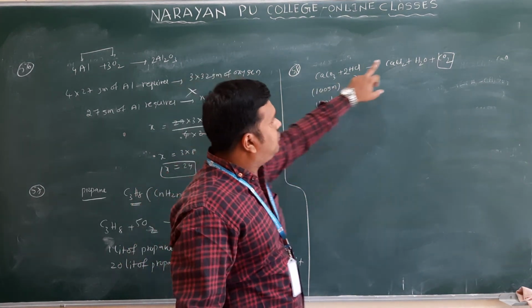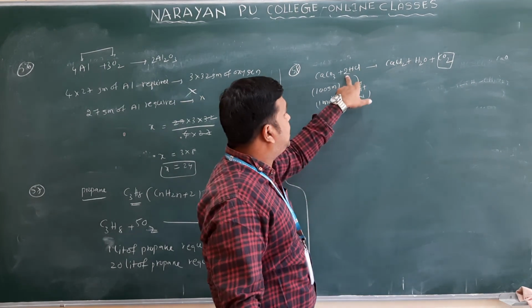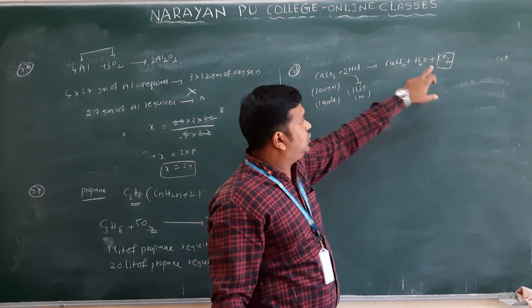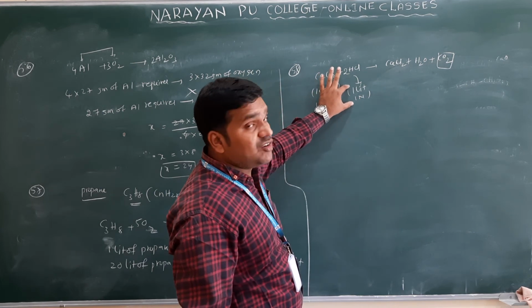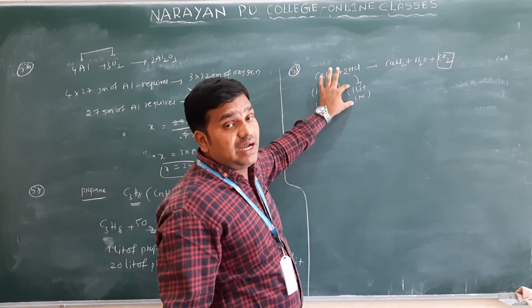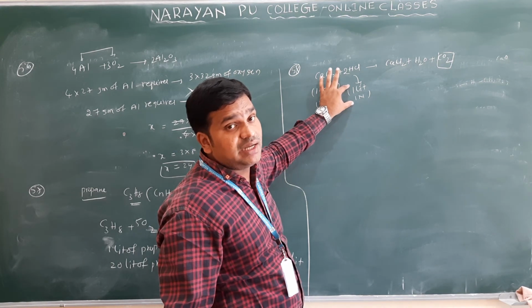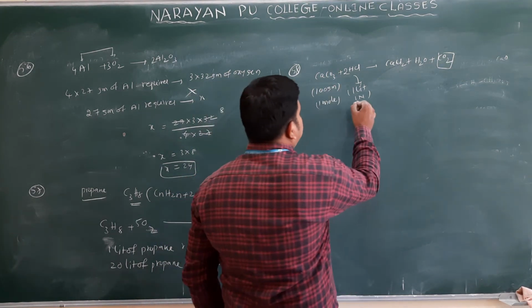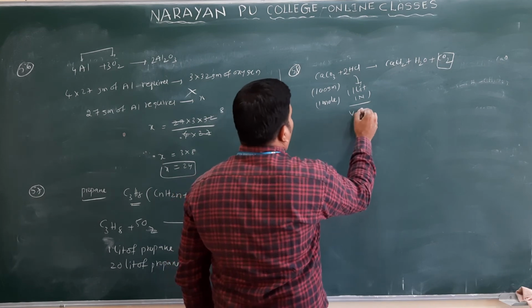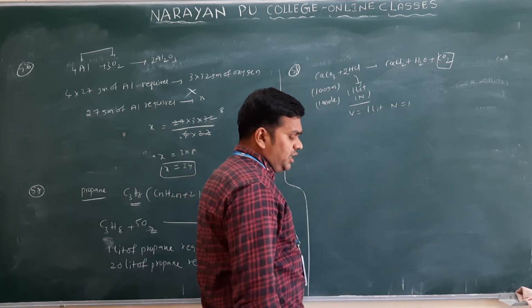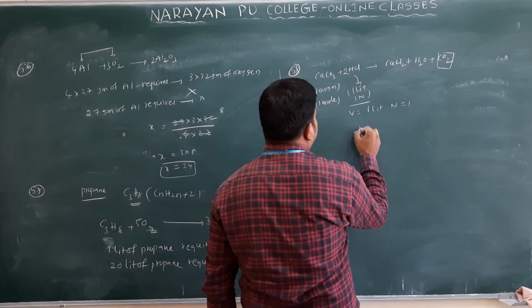Here 1 mole gives 1 mole. Here 2 moles give 1 mole only. From this I want to find out the number of moles from the given. Then I want to find out the amount of CO2 that can be formed in the reaction. What is given here generally? Volume is given. 1 liter. Normality is given, N only. From this I want to find the relation.